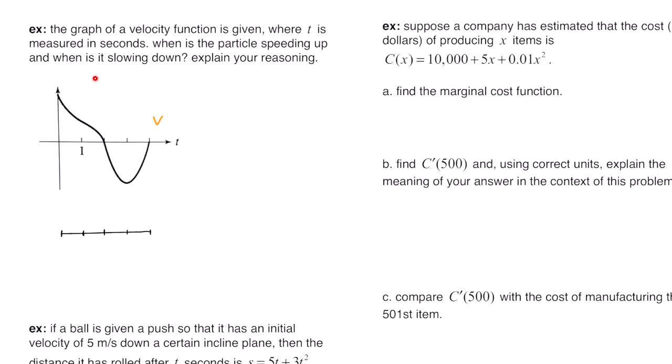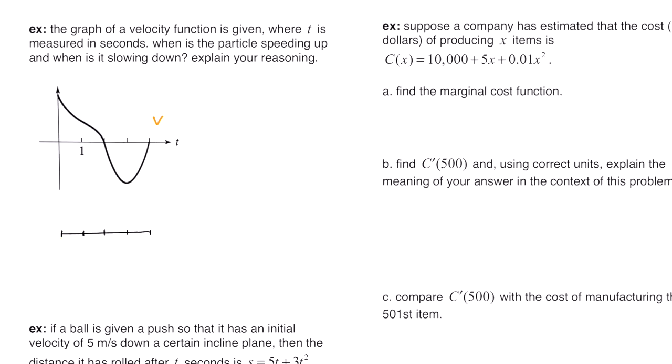This example says the graph of a velocity function is given where t is measured in seconds. When is the particle speeding up and when is it slowing down? Explain your reasoning. So I labeled it v so we don't forget it's the velocity function, and I put a little number line down here that we can use for reference.